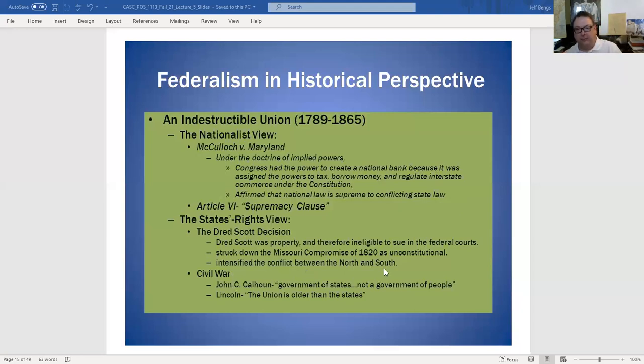And then eventually, we're only 3 years away with the Dred Scott decision of 1857. We're only 3 years away from the beginning of the Civil War in 1860. John C. Calhoun of South Carolina was still very prominent. He believed in a government of states and not a government of people.